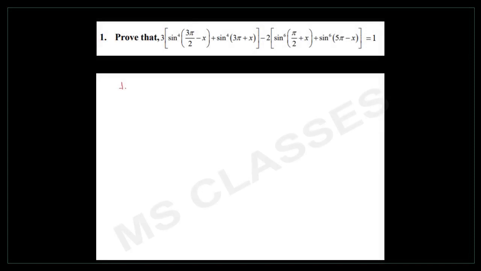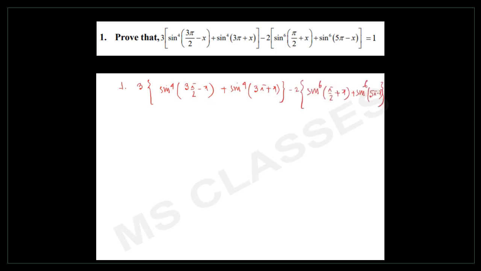We come to question number 1, which is given to prove 3 sine to the power of 4, 3 pi by 2 minus x plus sine to the power of 4, 3 pi plus x, minus 2 into.